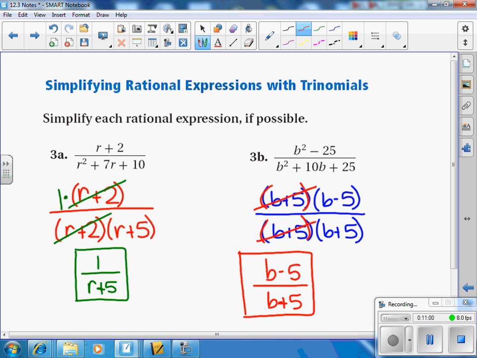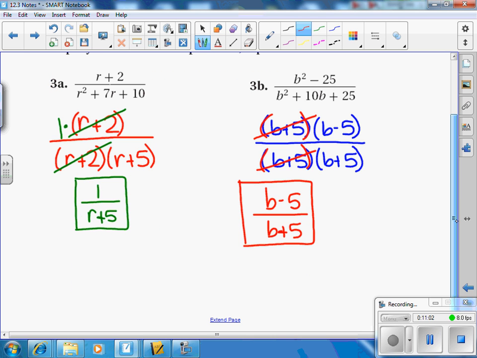And remember, we cannot just cross off those b's and then simplify negative 5 plus 5, because this is one term right here, b minus 5 and then b plus 5. So we can't just cross them off.